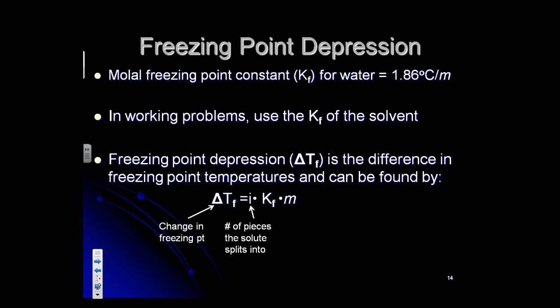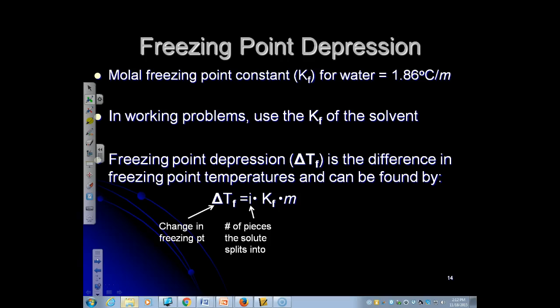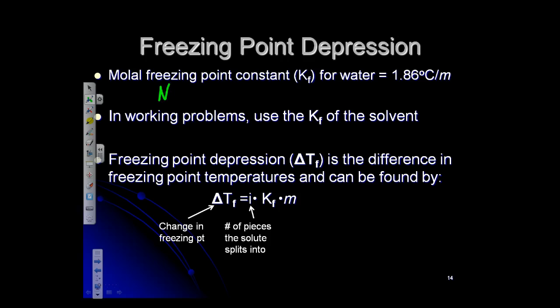i is going to be the number of pieces the solute splits into. Now, we've been splitting up our electrolytes a lot. You may not have realized that, but we've been splitting up our ionic compounds into their ions a lot over the past few days. And that's in part to give you this van't Hoff factor, the i. If I have something like NaCl, and I put it into water, it is going to split up into its ions. So it splits into 2 pieces. So that would be my i for sodium chloride. i would be 2 because it splits into 2 pieces.